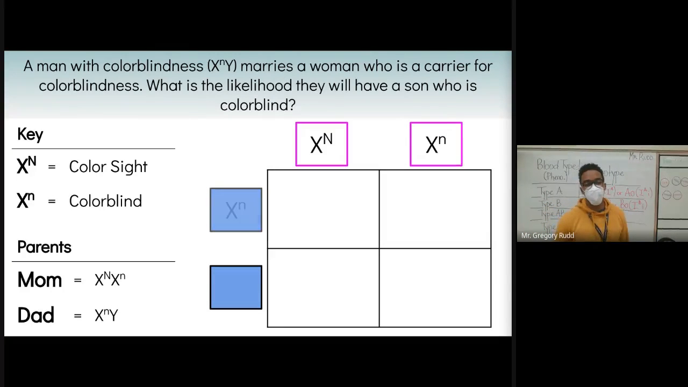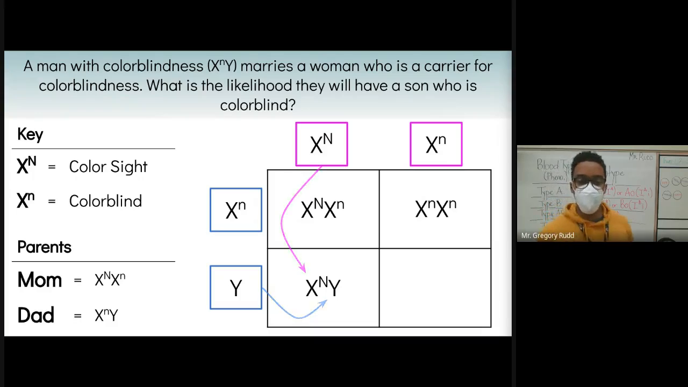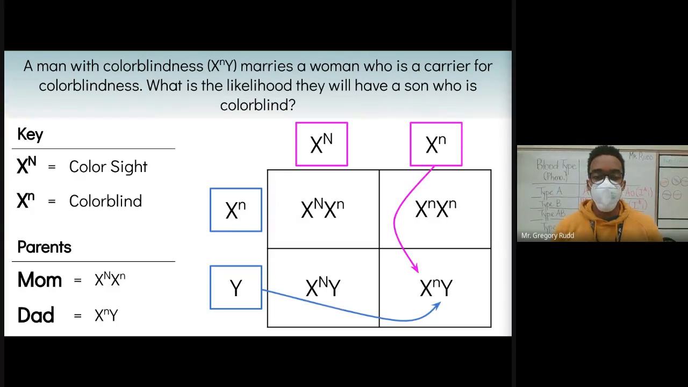Now we're going to do our Punnett square. Mom's going to go on top. Dad will go on the left. All right, one more time. Wonderful. What goes in this one? Good. And then can you finish us off here? Wonderful. All right, this is like second nature to us now. But now we need to answer the question. What is the question actually asking us?